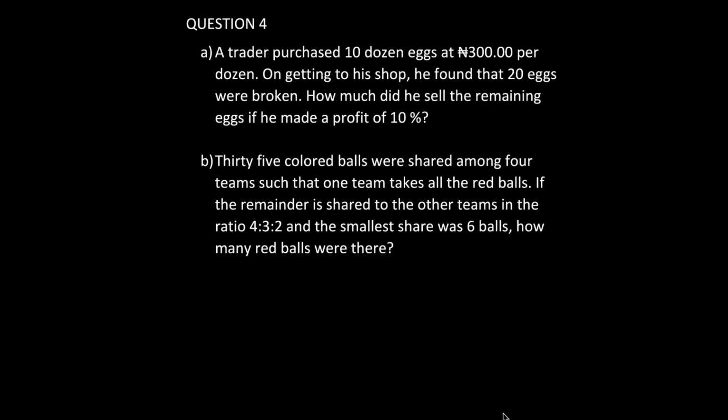In this video, we are solving the Core Maths 2017 questions, question 4. So question 4a. A trader purchased 10 dozen eggs at 300 naira per dozen. On getting to his shop, he found that 20 eggs were broken. How much did he sell the remaining eggs if he made a profit of 10%? So let's begin with the solution for this question.